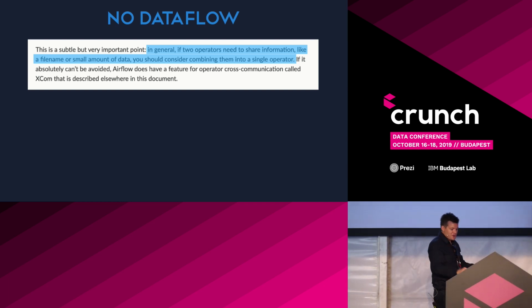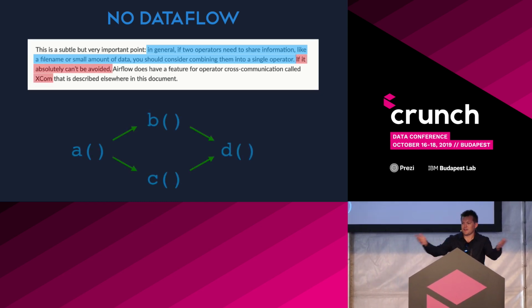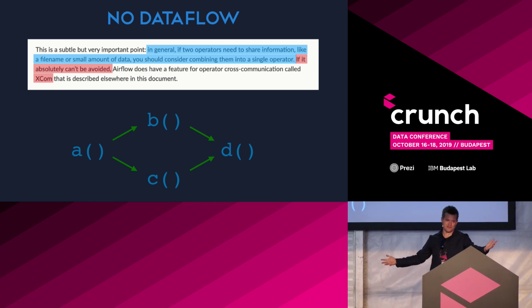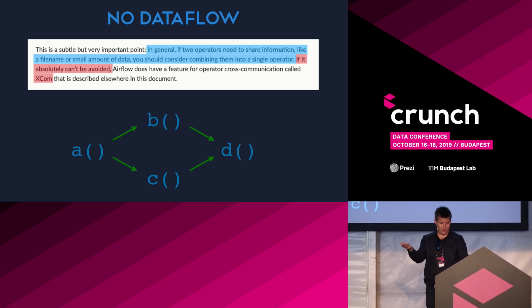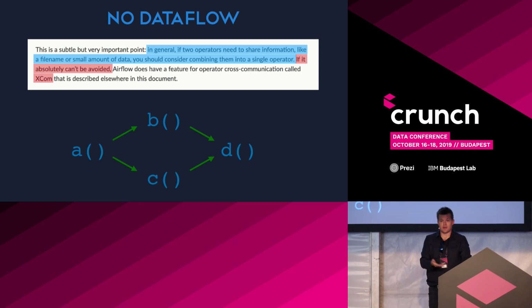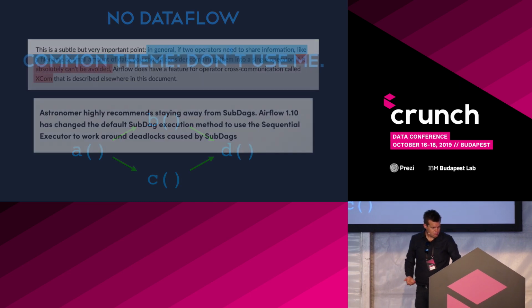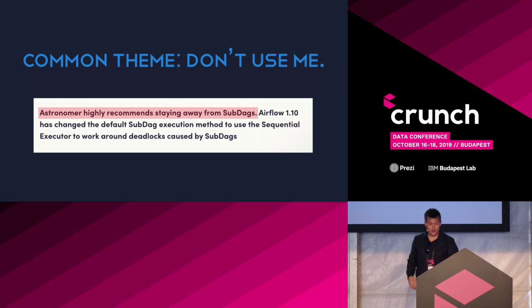And so there's this feature called XCom, but no one in Airflow really says you should use it. It says, oh, this absolutely can't be avoided, don't use XCom. They're basically saying don't use this feature. And in fact, the creator of XCom has kind of sworn it off. So it's like, okay, we have this thing, but don't use it. And so in the end, what you have, again, is a DAG of parameterless functions. This is a common theme in Airflow land: don't use me.